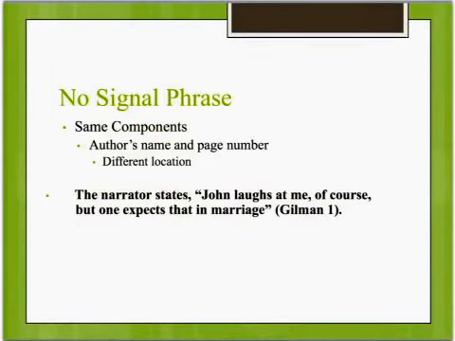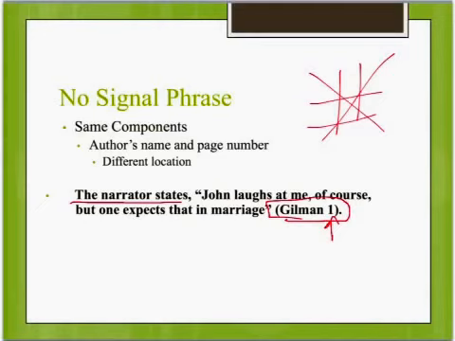If you don't use a signal phrase, it's still the same components. You're still going to have the author's name. You're still going to give the page number. Only the location changes. So now, same quote, but instead of saying Gilman writes, we're saying the narrator states. We still have to give that author's name. So now it comes at the end. Still, again, just the numeral. Never this, never a number sign, never PG, none of that stuff. It's just the numeral and the author's name. And the period goes outside the parentheses.